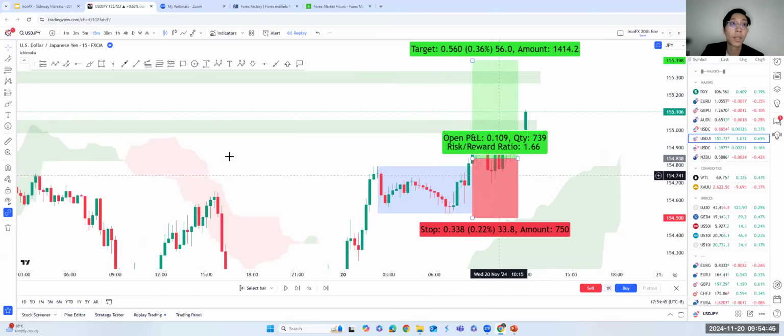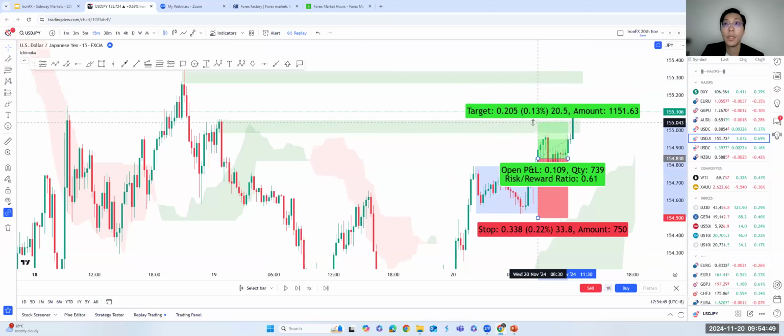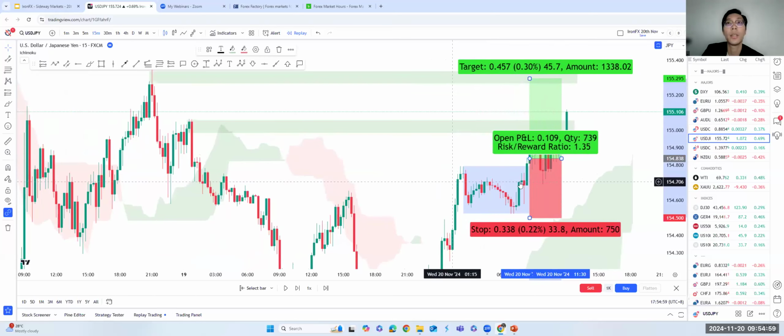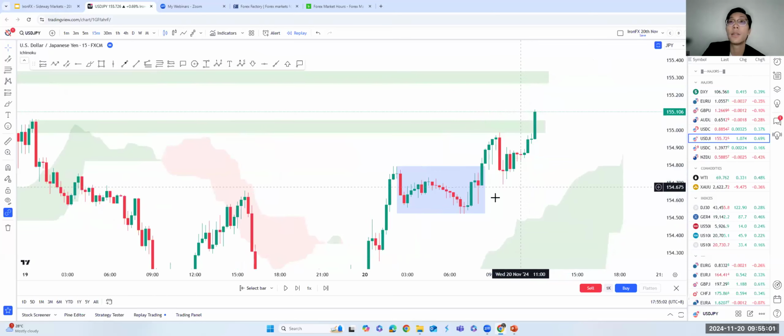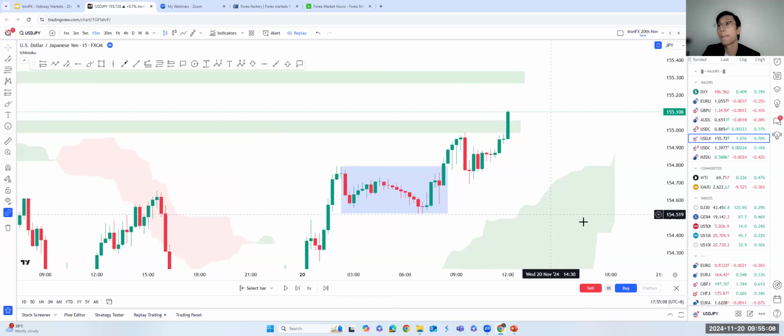It's possible, but if you were to look at it, your target is here. It's below 1:1 RR. I won't even take this trade unless your target is here. Then you can take the trade. What we are doing is refining the trade to give it a better RR. I hope that answers your question.